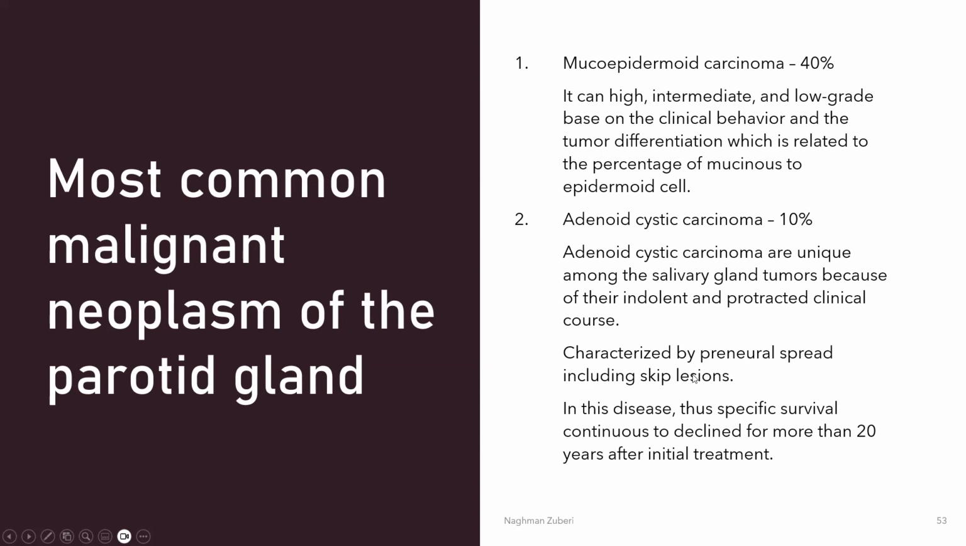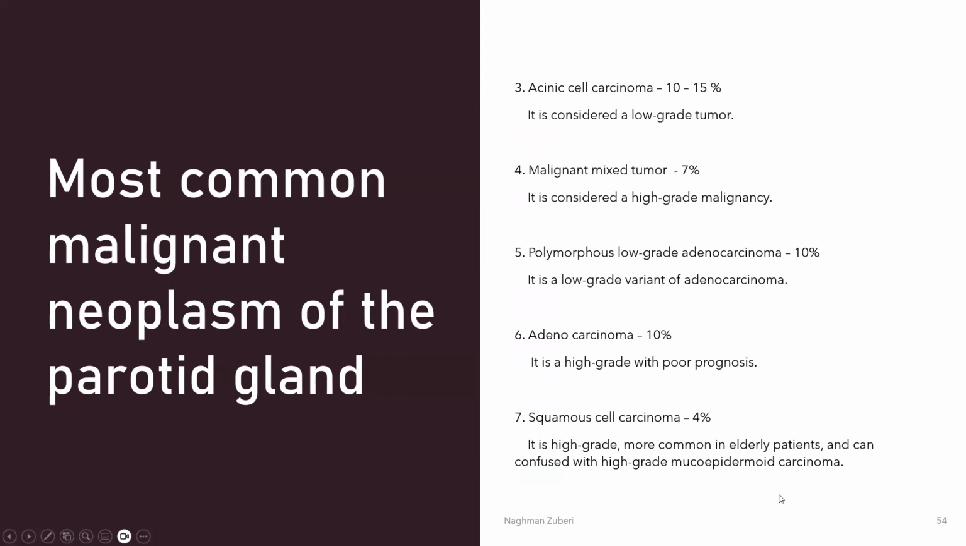Adenoid cystic carcinomas are unique among the salivary gland tumors because of their indolent and protracted clinical course, characterized by perineural spread, including skip lesions. In this disease, disease-specific survival continues to decline for more than 20 years after initial treatment. Then comes acinic cell carcinoma, 10 to 15%. It is considered a low-grade tumor. Malignant mixed tumor, 7%. It is considered a high-grade malignancy.